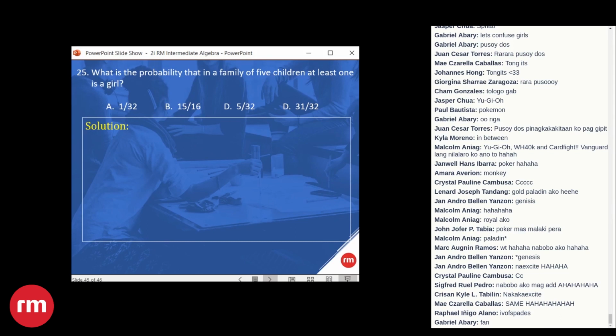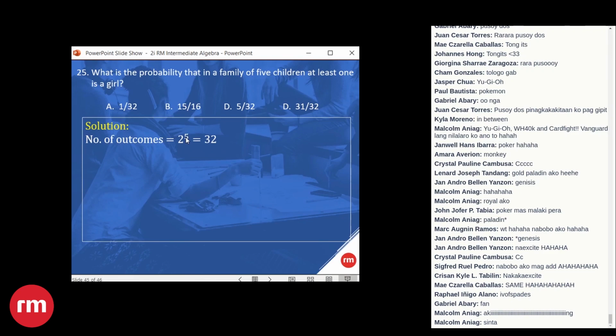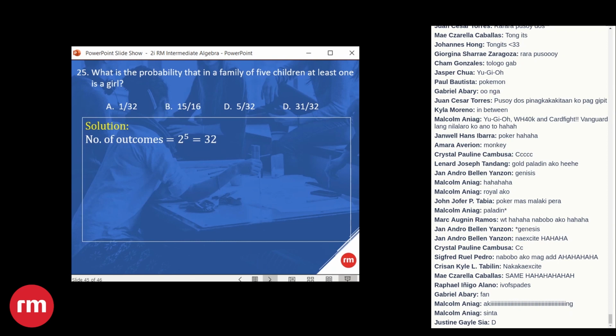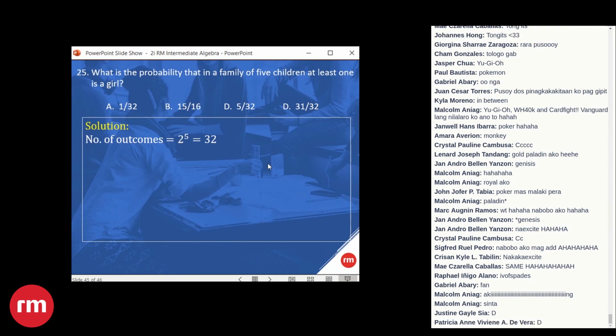You have to first look at the number of outcomes. Bakit ito 2 raised to 5? The first child, it could either be male or female. That's 2. The second child could either be male or female. That's another 2. And you repeat that 5 times, you get 32 possible combinations. Diba? Now, what is your correct answer for number 25? What is your answer for number 25?